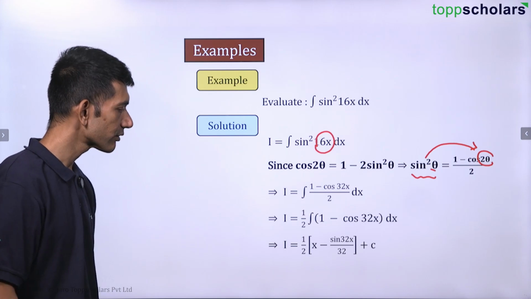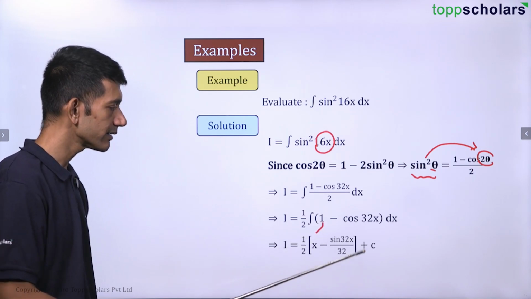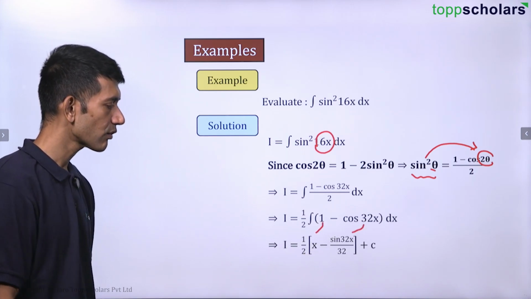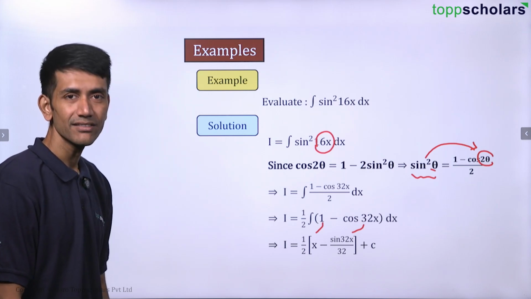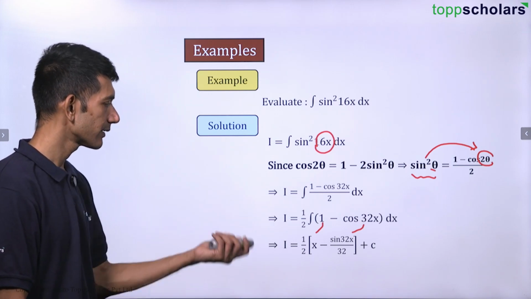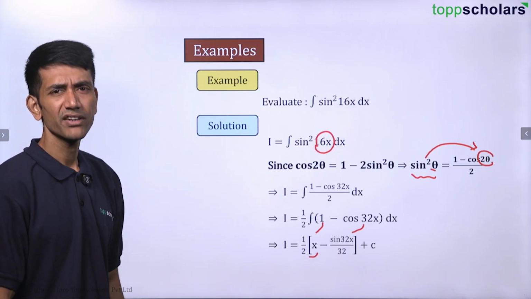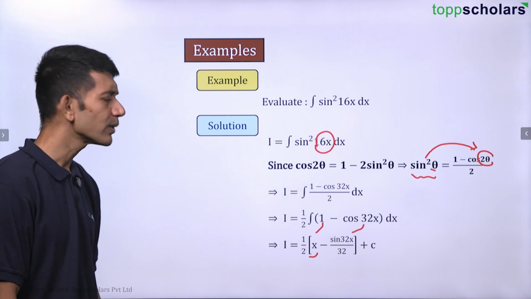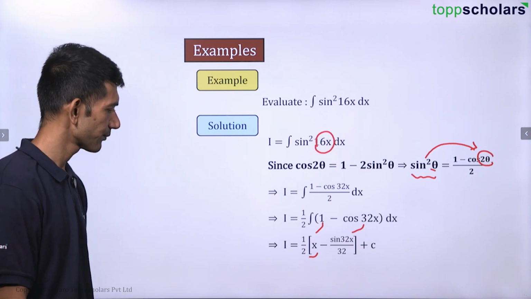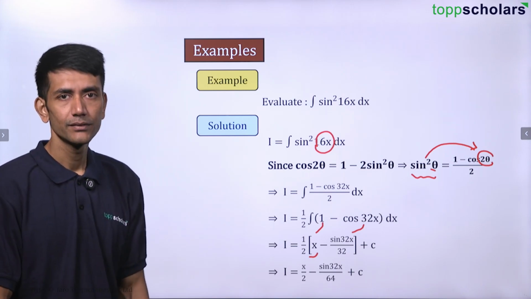So separate this and solve it further. Integration of 1 is x. Integration of cos 32x is sin 32x by 32. That is your final answer. If you want, you can multiply the 1 by 2 inside. That becomes half x minus sin 32x by 64 plus c. Clear? Okay.